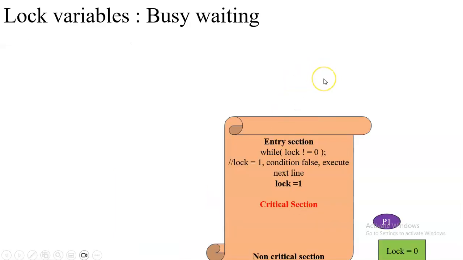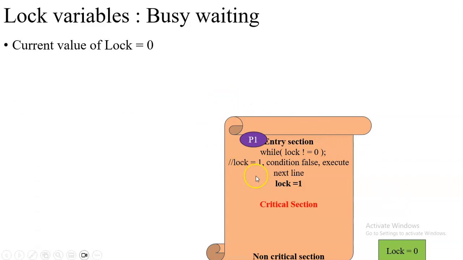Now let us look at one more example, wherein this is a piece of code. We have 3 lines of execution, that is while lock is not equal to 0, lock is equal to 1, and in the critical section we have one more line that we will see later. Now let us first understand that there are two processes which are trying to execute this code. Now P1 wants to enter into the critical section. It goes to the first line, that is nothing but the entry section. The first line is what? While lock is not equal to 0.